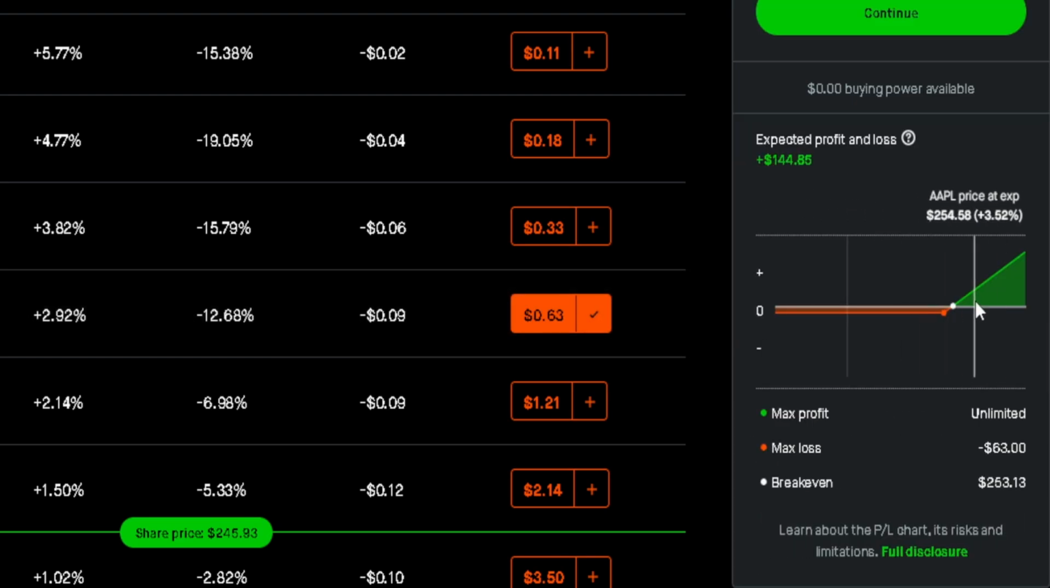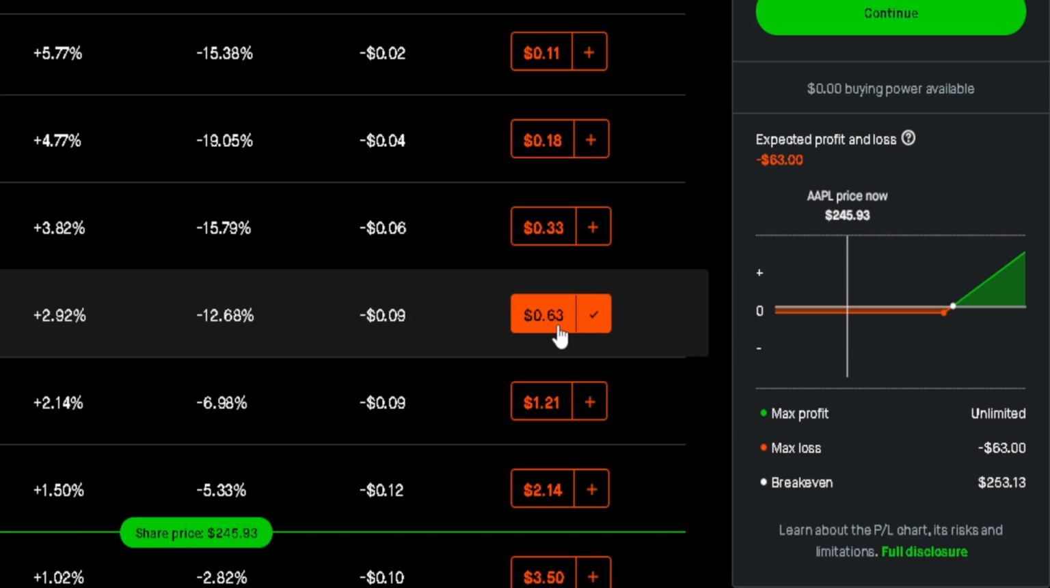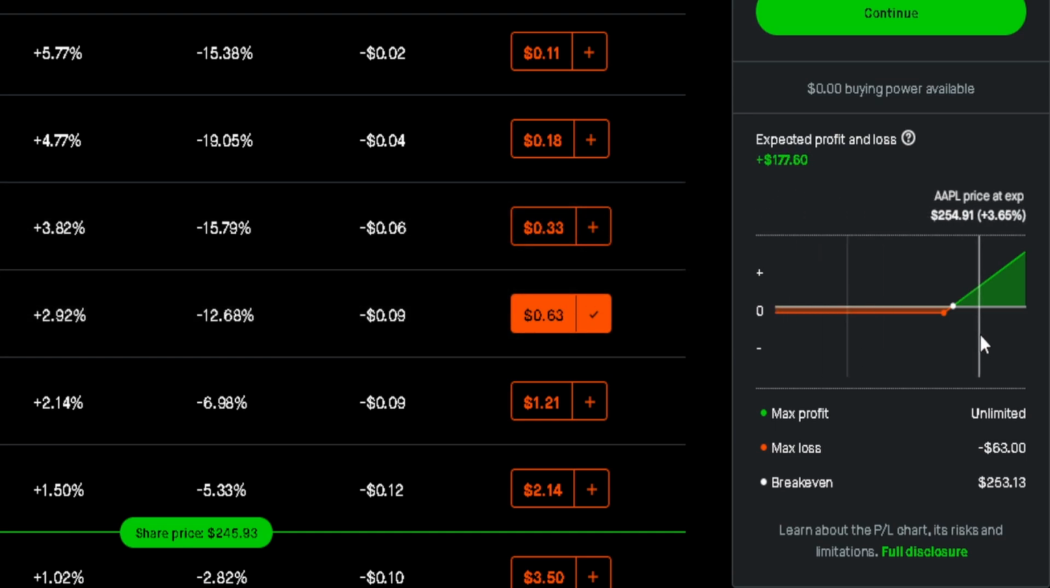And this chart here from Robinhood shows you that you will make profit if the stock price goes above $253.13. That is the strike price with the price that you paid added to it. So anything above that and you'll start making profit. If it does not go above that, you lose the $63 that you paid. So keep in mind that you can lose money if it doesn't move the way you want it to.